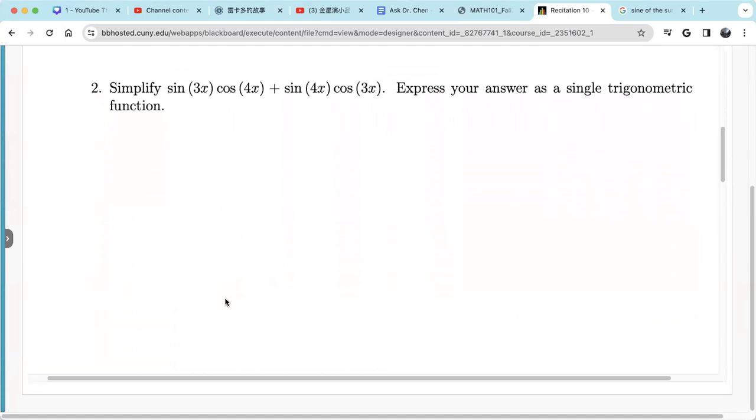Okay, let's see 2. We see we have sine 3x cosine 4x, then sine 4x cosine 3x. We have applied this formula for the first one, for sine 7 pi over 12. So here it tells us that's just a sine of 3x plus 4x. Well, 3x plus 4x is 7x. So sine of 7x.